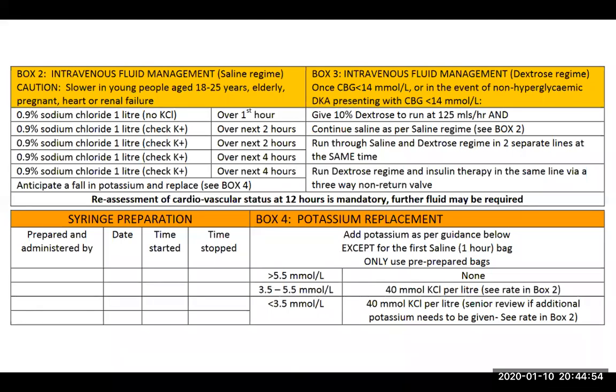Because as we know, insulin infusion will decrease extracellular potassium, leading to more hypokalemia. If the serum potassium is 3.5 and you start insulin infusion, the hypokalemia will deteriorate, at least extracellular hypokalemia. As we know, extracellular potassium is about 3% of total body potassium.